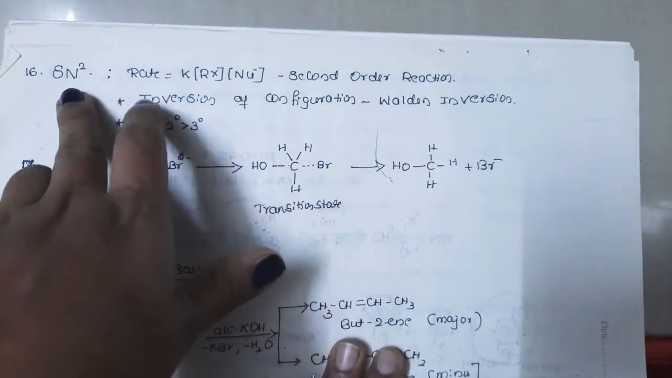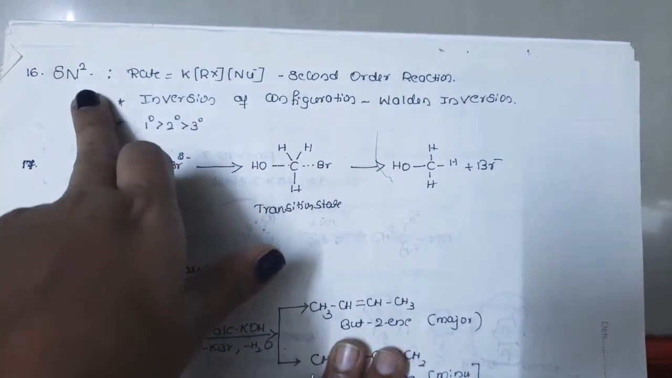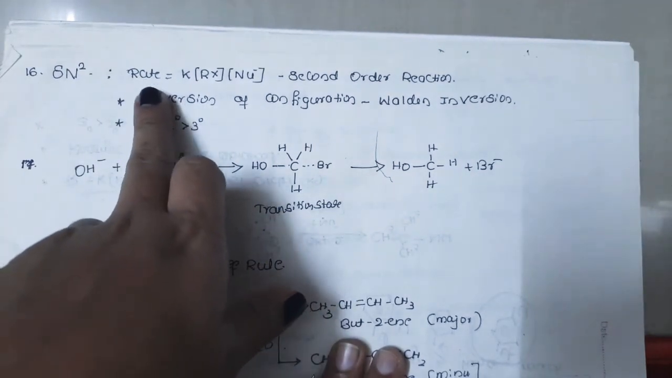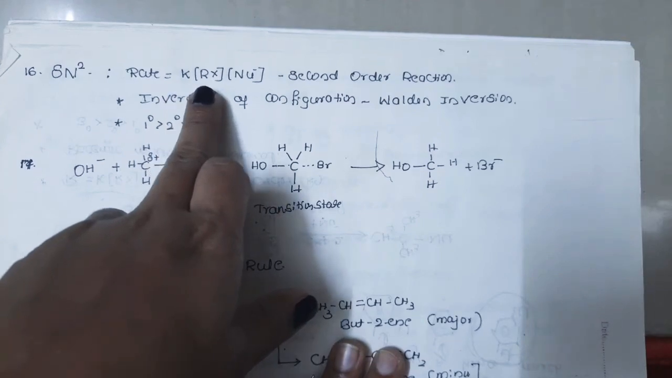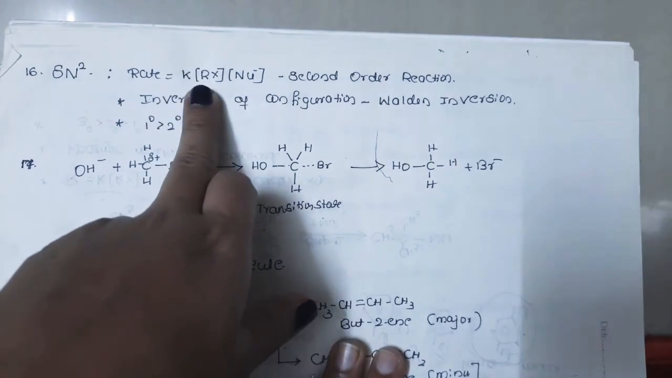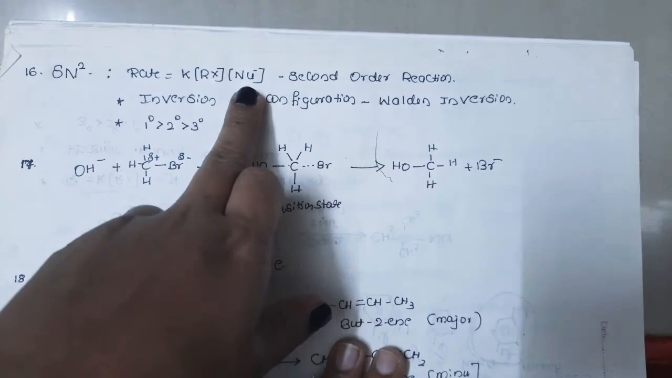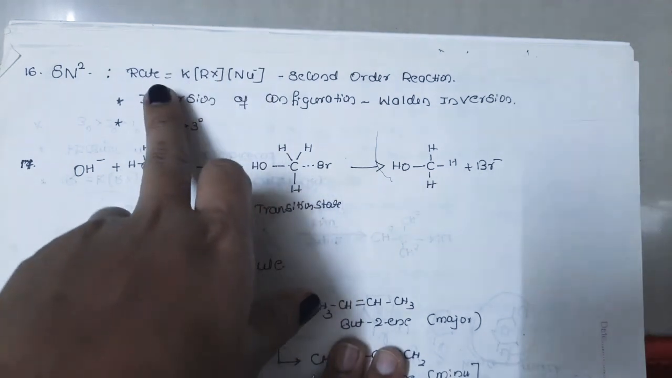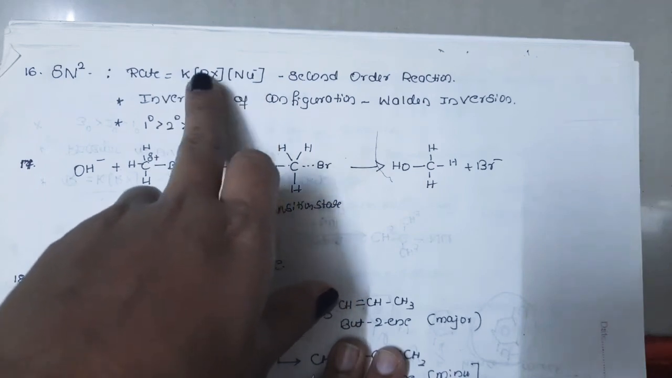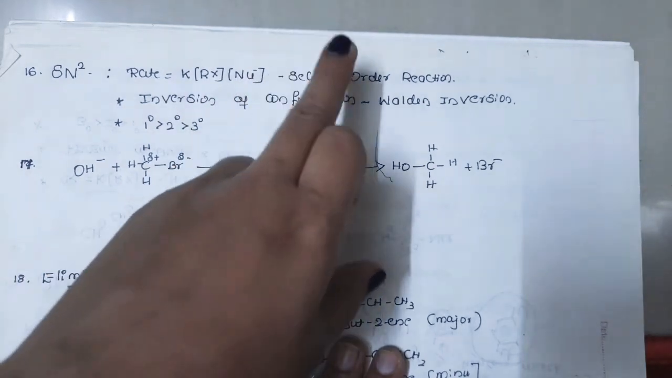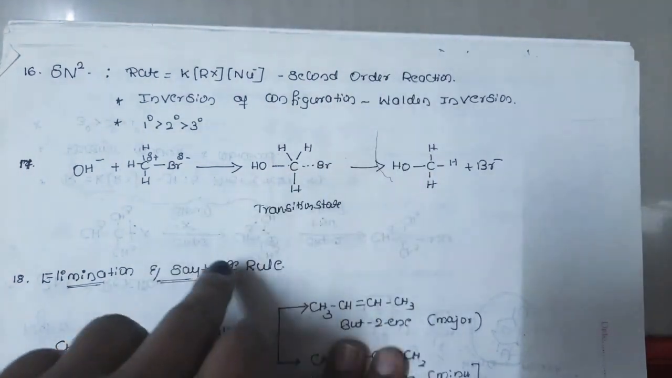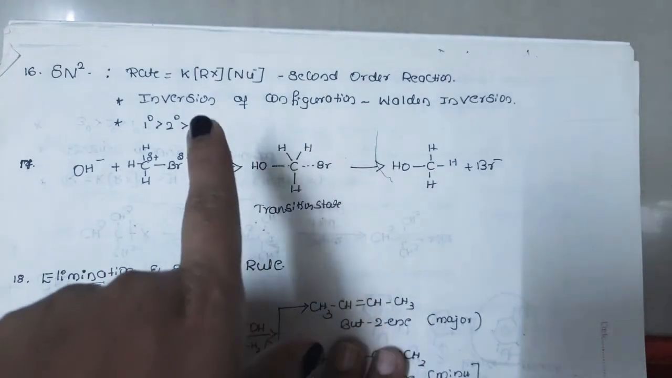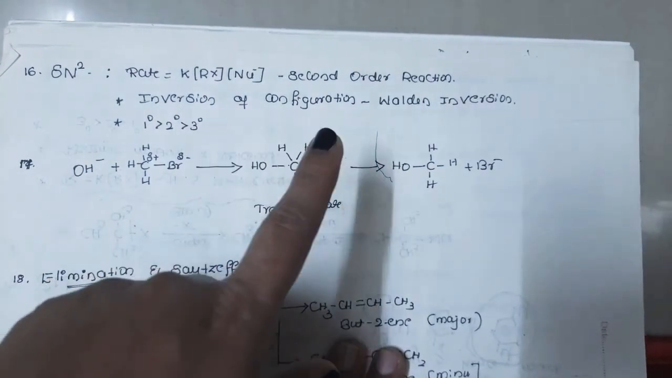Here what happens? It's a substitution reaction. What are you going to substitute? You're going to substitute a nucleophile. The rate of the reaction depends on the concentration of the alkyl halide that you are taking and at the same time the nucleophile. As you have learnt in chemical kinetics, when the rate of a reaction depends on the concentration of two reactants, it's a second order reaction. So SN2 reaction follows second order kinetics, and it involves inversion of configuration.